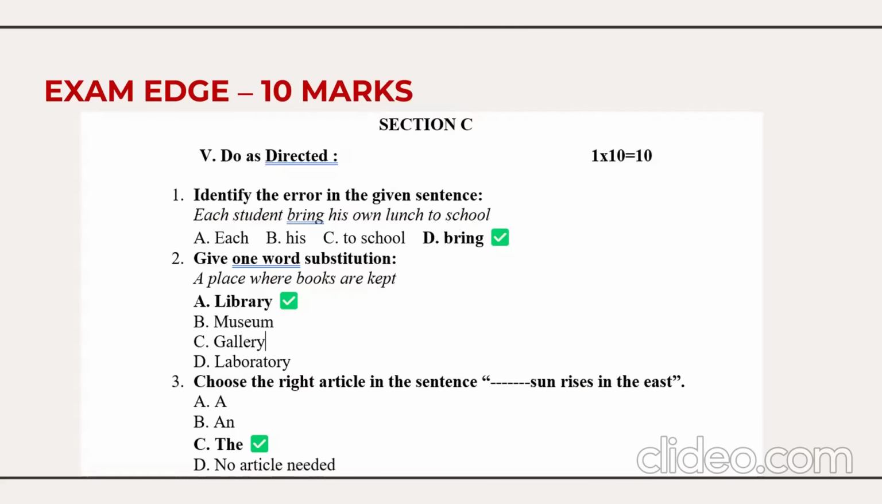The question may appear something like this. For example, let's see the very first question. Identify the error in the given sentence: "Each student bring his own lunch to school." Which word has the error? The word "bring" is the error, because it should be "brings." Give one word substitution: a place where books are kept. The correct option is library. Choose the right article in the sentence: "The sun rises in the east."